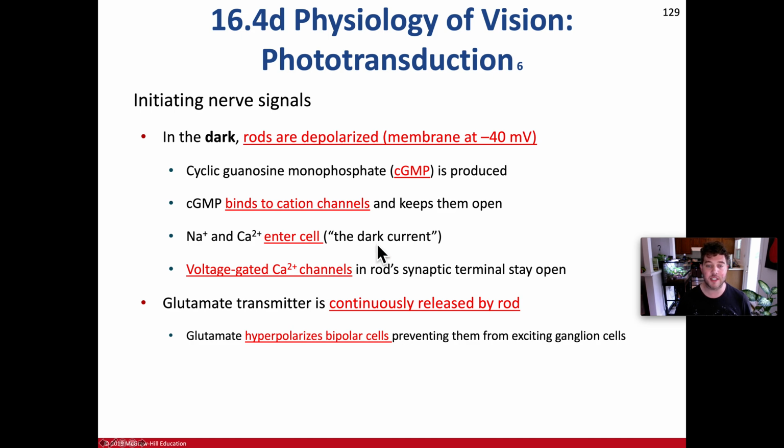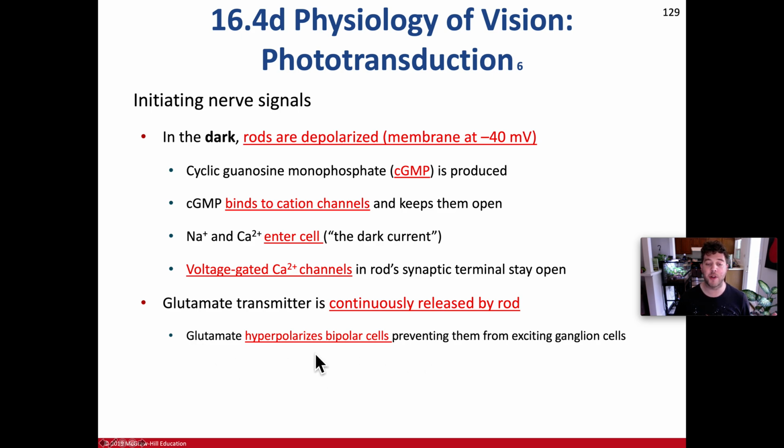Sodium and calcium enter the cell. This is called the dark current, because while there's no light stimulation, these are the ions that are flowing in. The voltage-gated calcium channels in the rod synaptic terminals stay open as well. So as the cell is depolarized, at its synaptic terminals where it synapses with the ganglionic cells, the optic nerve cells, it continuously releases its neurotransmitter, glutamate, to inhibit the nerve.